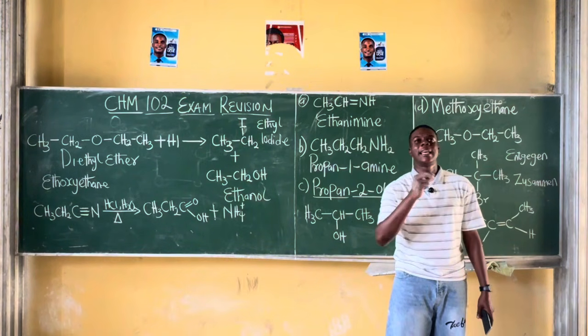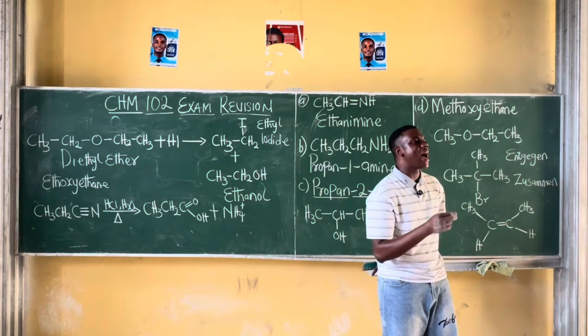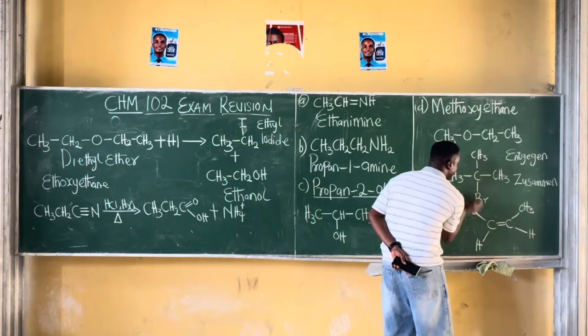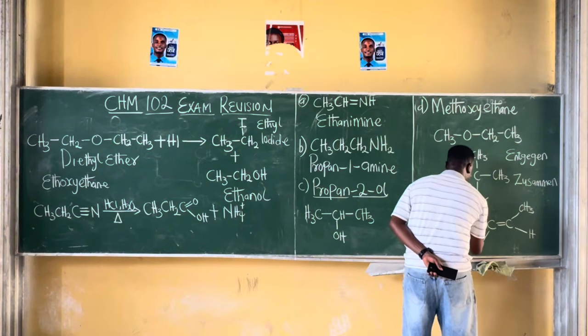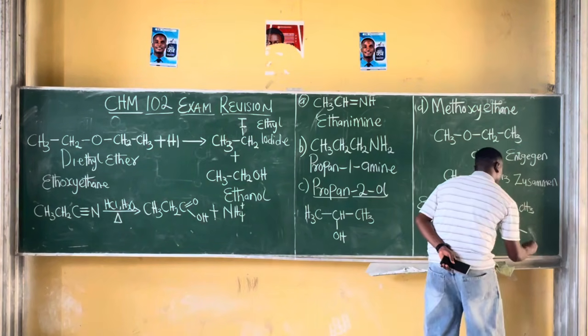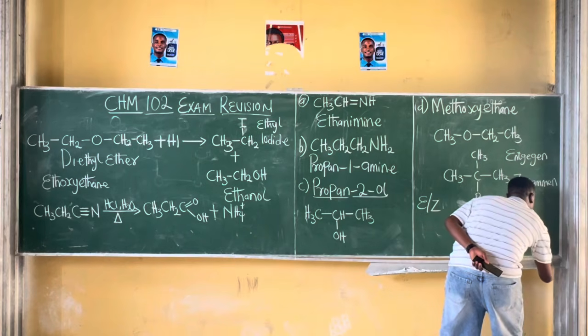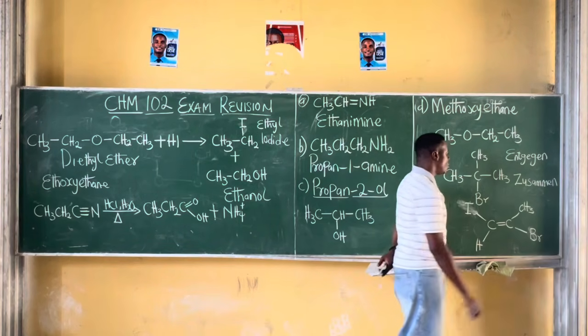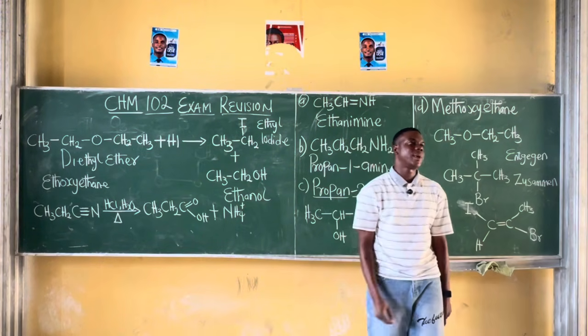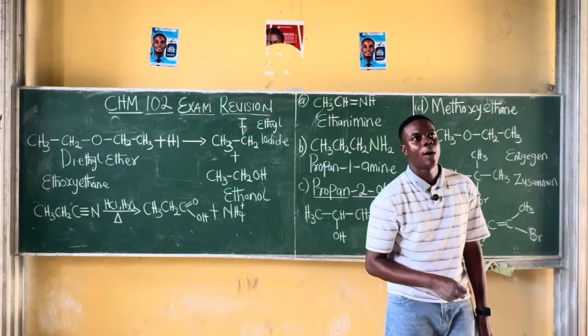Now, when do we use E and Z? E and Z is when we have different groups. Let's say in place of this CH3 here, we have I. Then this one is CH3. But over here, we have Br, for instance. Here, we cannot use cis and trans, you know, right? We can't. So this is where the E and Z system comes in.